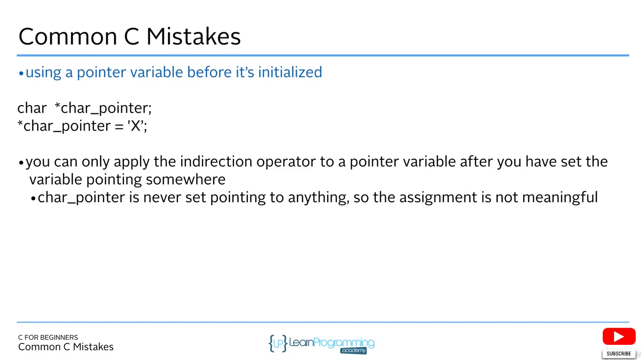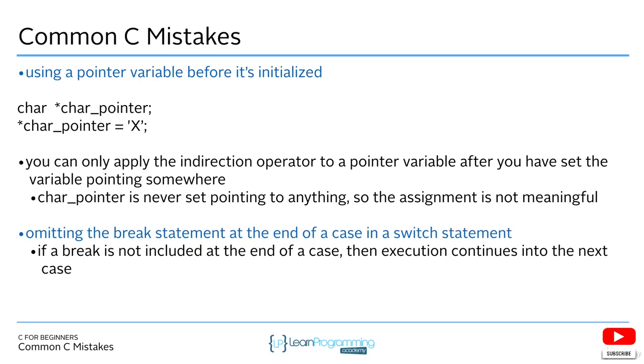You can only apply the indirection operator, which is the asterisk before, to a pointer variable after you have set the variable pointing somewhere. So it has to be pointing somewhere. Right now it's null. It's not pointing anywhere because you didn't allocate any memory. So the char pointer is never set to point to anything, so the assignment is not meaningful. This would actually cause a segmentation fault.